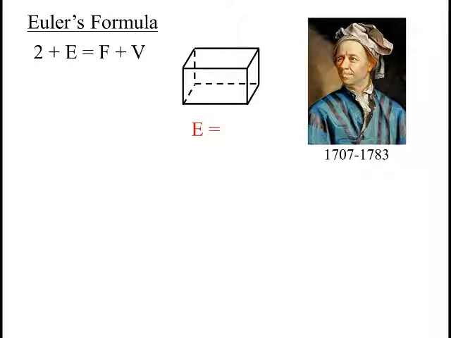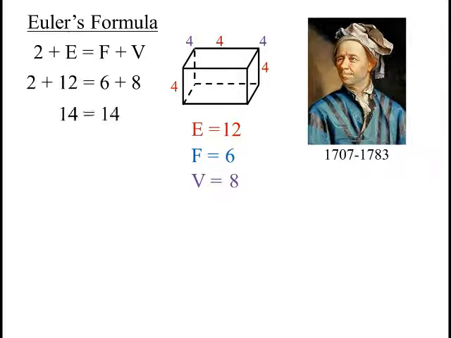Let's count the number of edges on this rectangular prism. You've got 4 on the left, 4 in the middle, 4 on the right. That's a total of 12 edges. Number of faces is pretty easy to count. You've got 2 bases on the left and right, and 4 lateral rectangles making up the sides: top, bottom, front, back. So that's 6 faces. And then the number of vertices: you've got 4 on the left and 4 on the right. So if we plug this into his formula, we see that it's true.